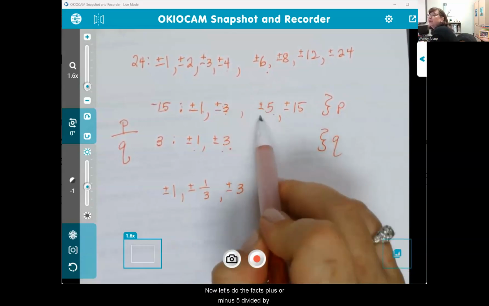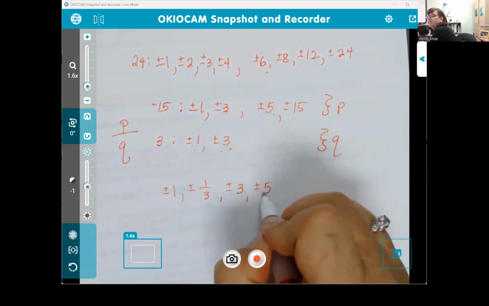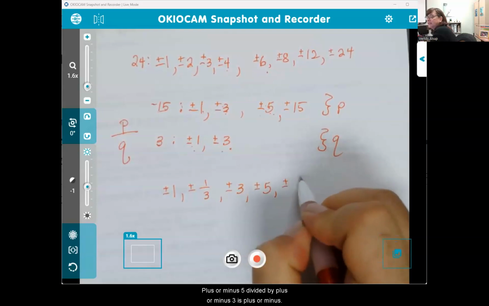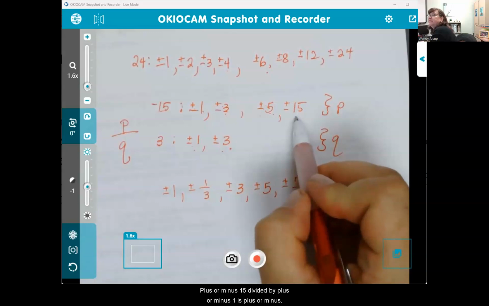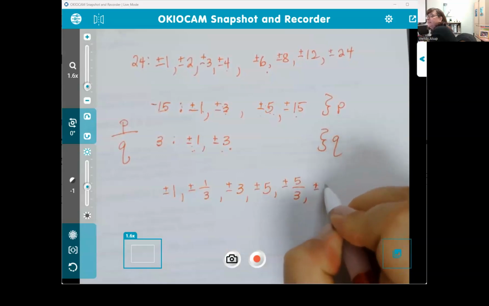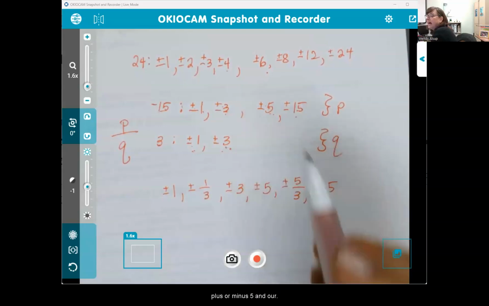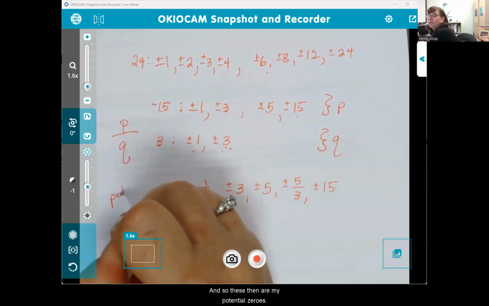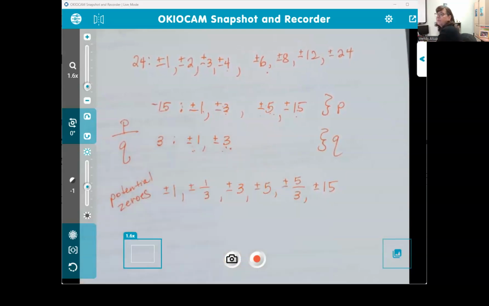So finish with the 3's. Now let's do the 5's. Plus or minus 5 divided by plus or minus 1 is plus or minus 5. Plus or minus 5 divided by plus or minus 3 is plus or minus 5/3. Plus or minus 15 divided by plus or minus 1 is plus or minus 15. And then plus or minus 15 divided by plus or minus 3 is plus or minus 5, and I already have that down. And so these then are my potential zeros.